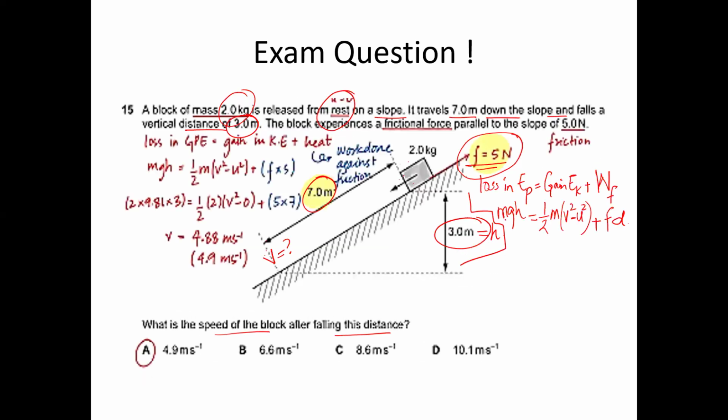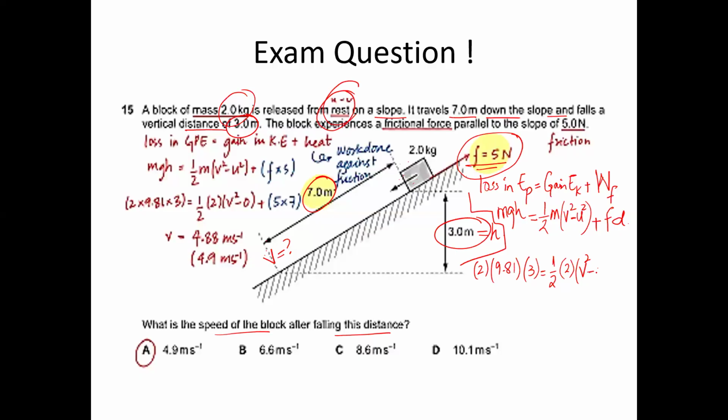Mass. So let's see what is the mass of the block. The mass of the block is 2 kg. The value of g is 9.81. The height is the vertical height, 3, and this will be equal to half. Mass is again how much? Mass will be equal to 2. Now we need to find out the final velocity, v squared, and the initial velocity, though it is released from rest.